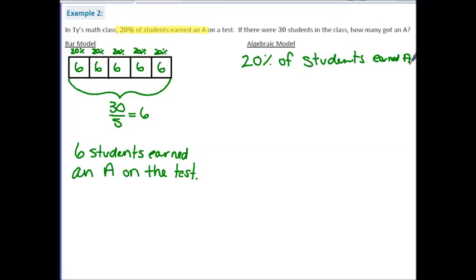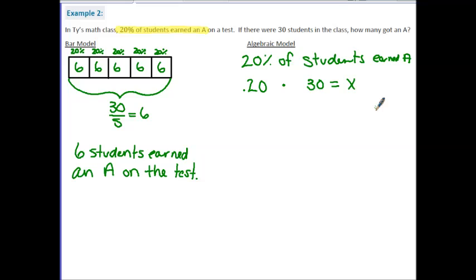So if I translate word for word here, 20% needs to be turned into a decimal in order for us to work with it. So 20%, I'm going to move the decimal over twice, and this would be 0.20. Of in math, as we've talked about quite a bit, means to multiply, so of becomes multiplication. And then the total number of students, when they're saying students, they're implying the entire class, we know in this case is 30. And that would be equivalent to our unknown value of the number of students that earned an A. So here I have an algebraic model for 2 reasons. 1, we've created an equation, and it also involves a variable. So that follows the definition of an algebraic model.